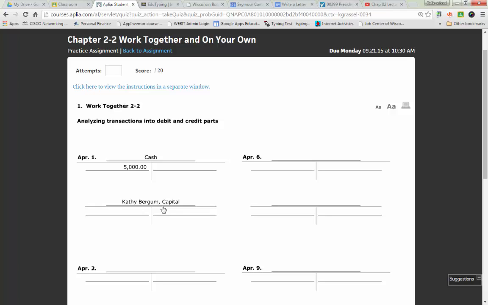Correct. So with this transaction, Caleb, do we have more in owner's equity or less in owner's equity? More. So we have to do it on the more side. And because you told me its normal balance is credit, I'm going to credit it $5,000.